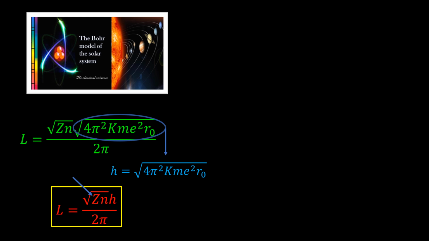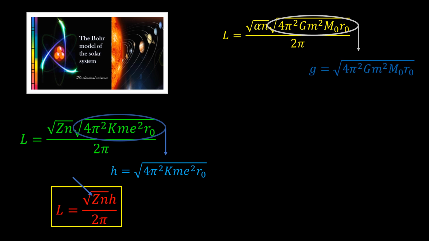We used the same planetary model approach to derive the angular momentum for planets, but this time the centripetal force was provided by the gravitational force of attraction. We arrived at the same kind of equation from which we extracted the cosmic Planck's constant as we did for the atom, like so. This was where the idea of the equivalence of G and H came from.